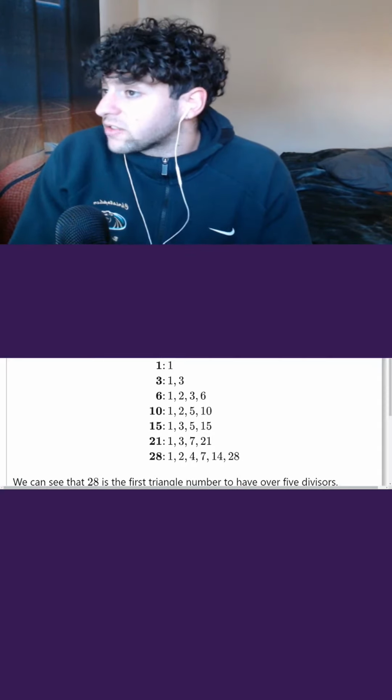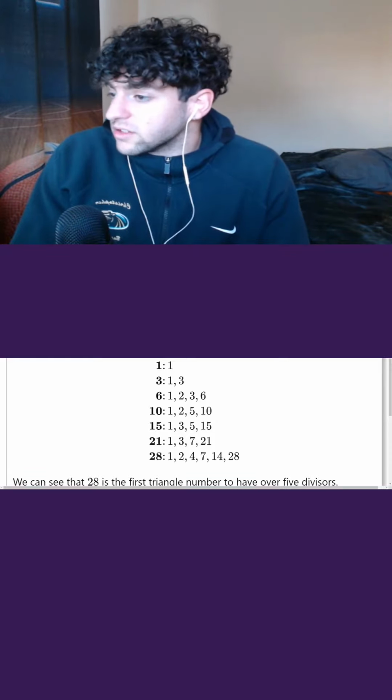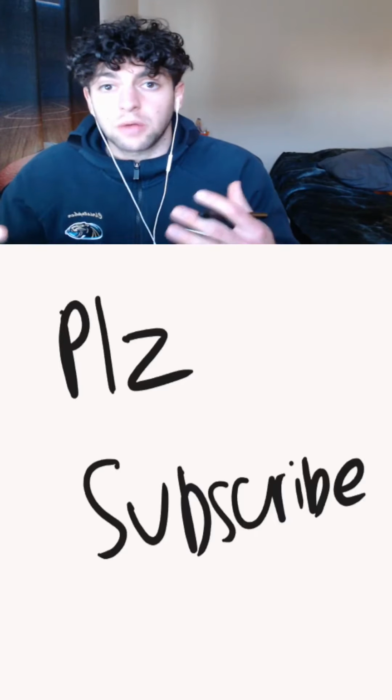And when listing the factors for the first 7 triangle numbers, we see that 28 is the first triangle number to have over 5 divisors. And we have to find the first triangle number to have over 500 divisors. So solving this problem is actually pretty simple.